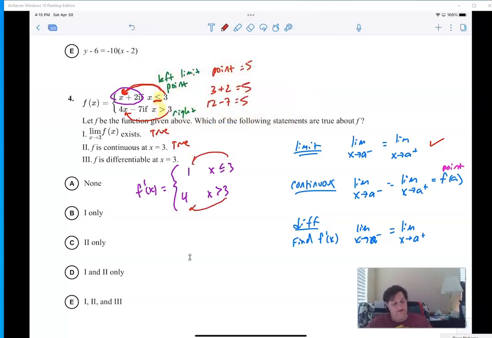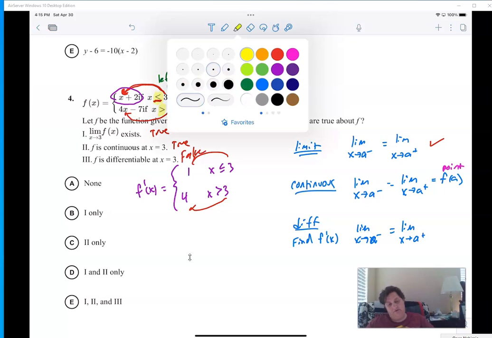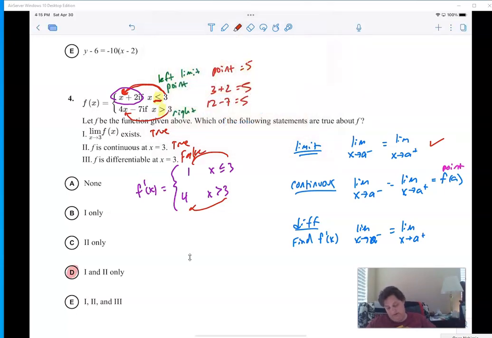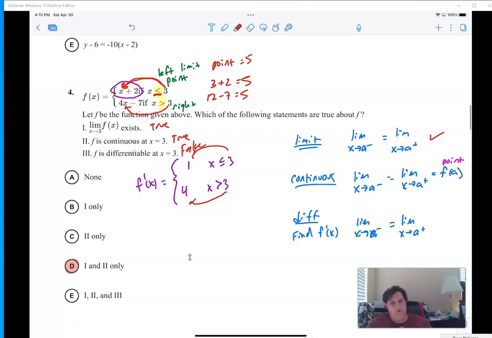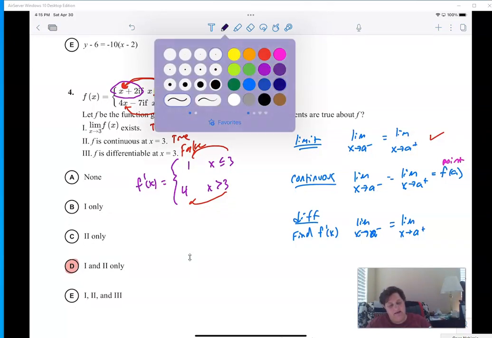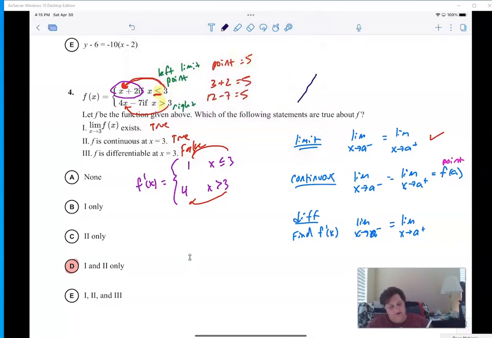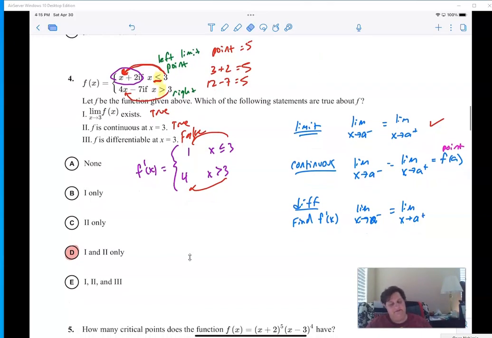Do the derivatives equal each other? No. So the statements that are true are just 1 and 2 only, not differentiable. The derivatives are different, they're not equal. Okay? It's going to make a sharp corner. Basically, you guys, it's going to be a line with a slope of 1 transferring over to a line with a slope of 4. You're going to have a sharp corner right there. Continuous, the limits exist.